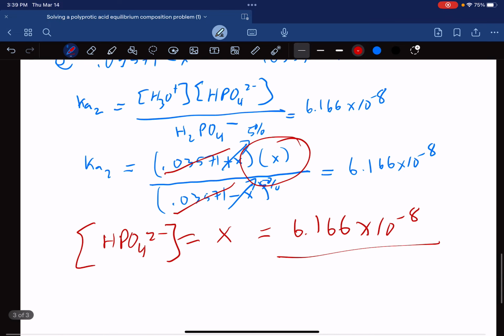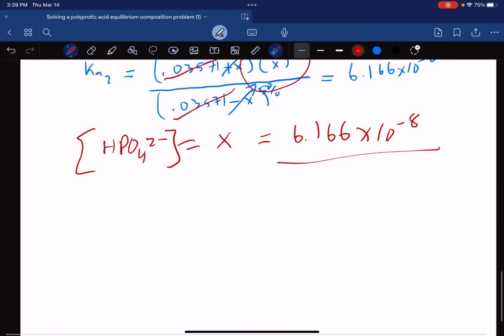So we're going to go back down here, and if we're doing it just to two significant figures, wouldn't these two be the only numbers that we're going to use? But wouldn't this 6 round this up? So our final answer is going to end up being 6.2 times 10 to the negative 8 is equal to our HPO4 2 minus concentration.